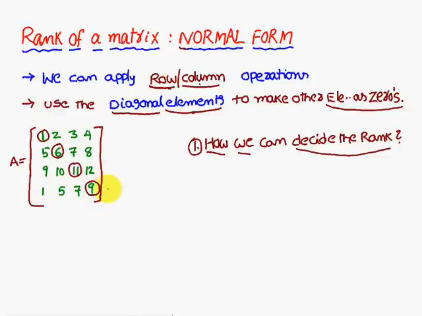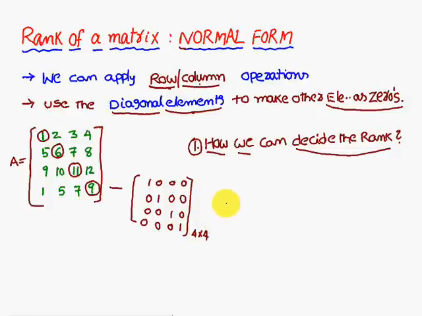Okay, suppose this matrix you have reduced into a form like this: 1, 0, 0, 0, and 0, 1, 0, 0, similarly 0, 0, 1, 0, 0, 0, 0, 1. Suppose this matrix has been reduced like this when you have applied both row and column operations, then what is the rank of this matrix? The given matrix has been reduced into a 4 by 4 unit matrix. Therefore, the rank of the given matrix is 4. We have to decide. Okay.